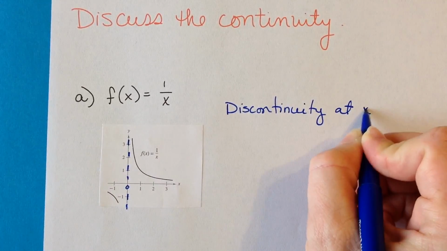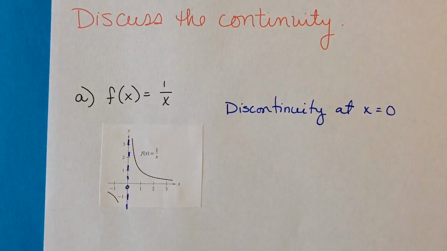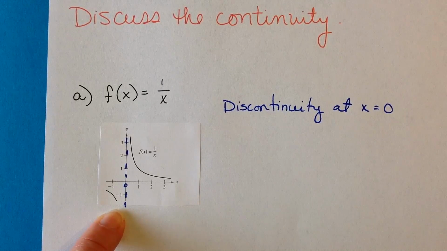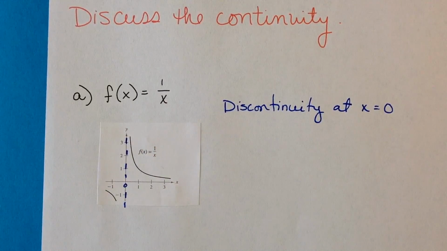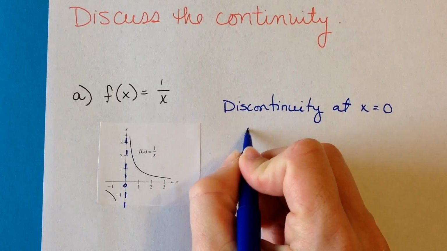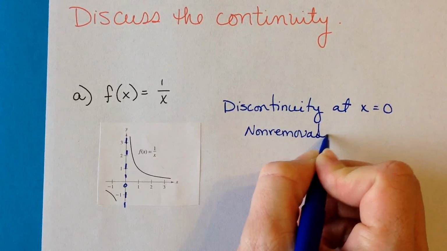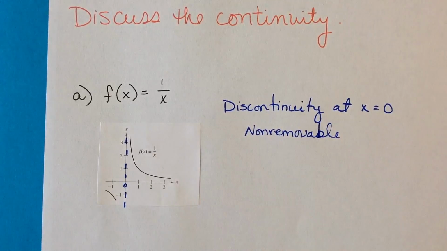at x equals 0. And you would need to go ahead and specify whether it's removable or non-removable. So I can't just simply fill in a hole and fix this problem. So remember, that means that it would be non-removable. Okay, so that's all it's looking for when it says to discuss continuity.